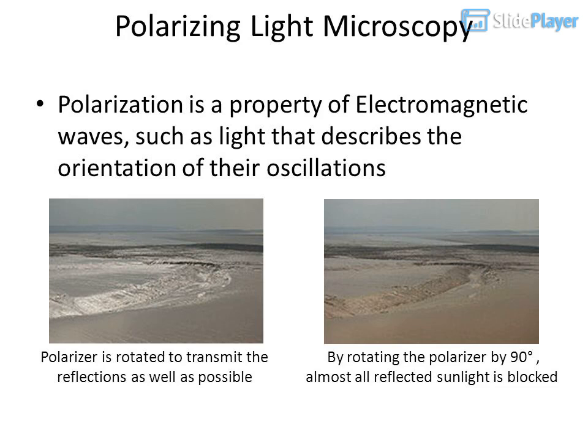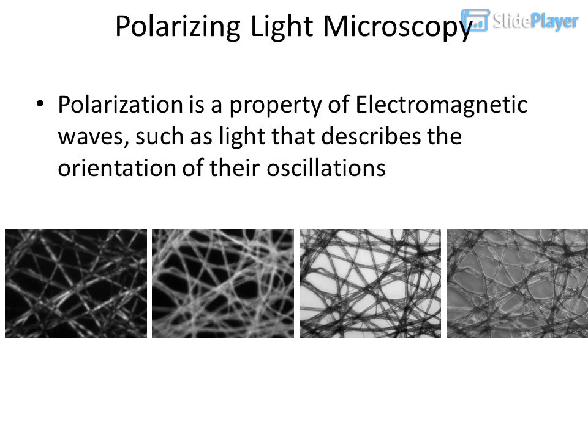Polarizing light microscopy. Polarization is a property of electromagnetic waves, such as light, that describes the orientation of their oscillations. Polarizer is rotated to transmit the reflections as well as possible. By rotating the polarizer by 90 degrees, almost all reflected sunlight is blocked.